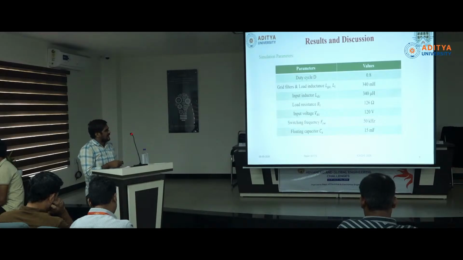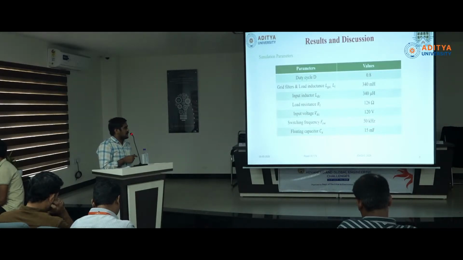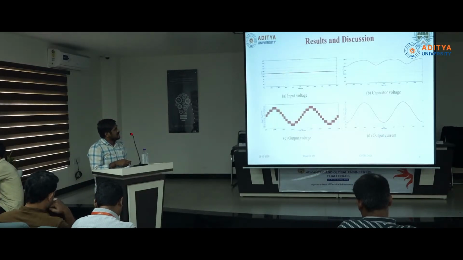So we are using MATLAB as the environment for simulating the proposed topology, and these are the parameters. The input voltage we are considering is 120, and the switching frequency is 50 kilohertz, and there is a floating capacitor. The intention is to charge the capacitor to 600 volts, and then with the help of the duty ratio we are converting it to 480. It is the peak level, that is the maximum level.